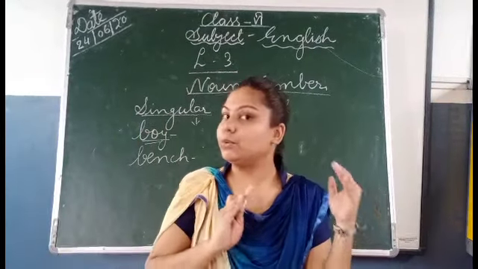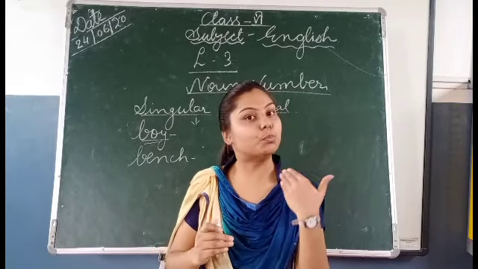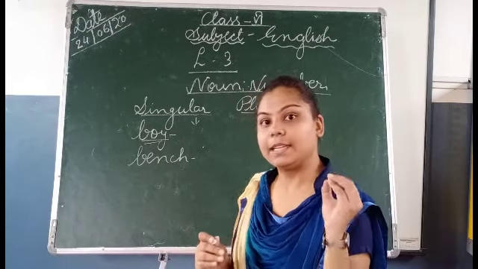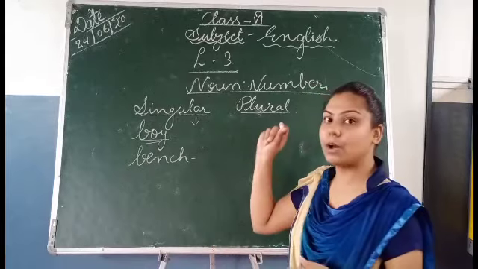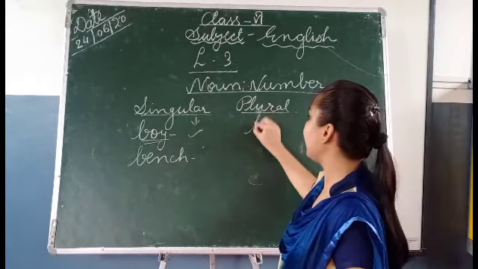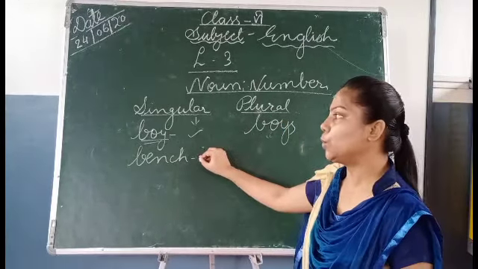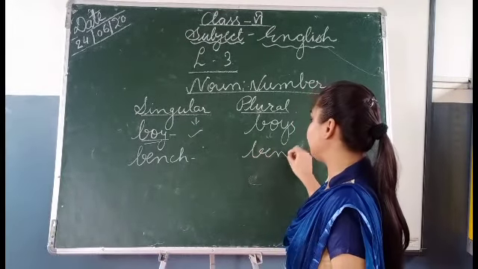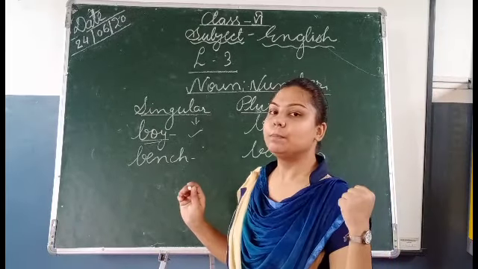Now plural. Plural means what? So the word which tells us about two or more than two. Okay? The word which tells us about two or more than two is called plural noun. For example, if I talk about two boys, what I'll say? Boys. Okay, if I talk about two benches or more than two benches, what I'll say? Benches. Okay, so these are numbers, singular and plural.